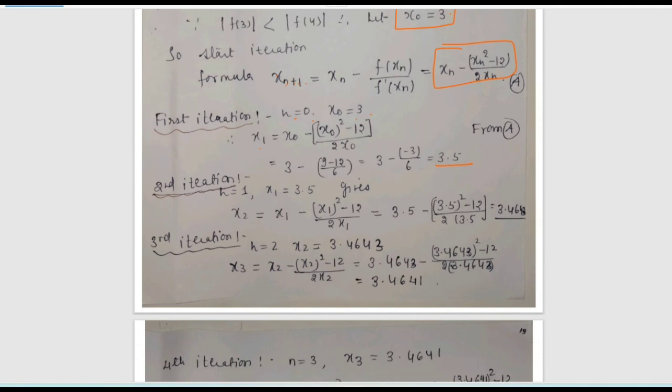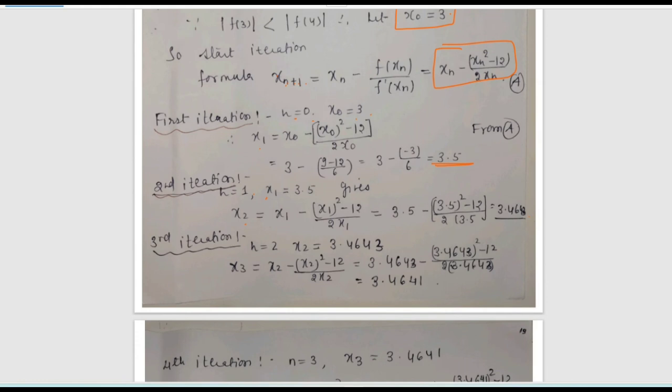For the second iteration you have to use this previous value as x1. Now the iteration is for n equals 1, so you will get x2. Now the formula will be x1 minus (x1 squared minus 12) upon 2x1. Putting these values, we get 3.46 something, 3.4643. This value you have, 3.4643.